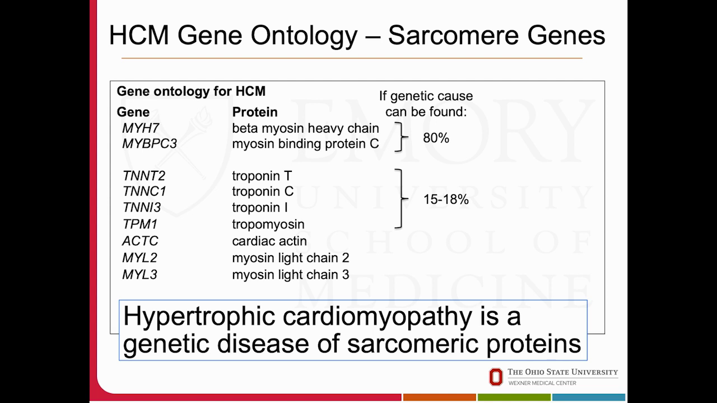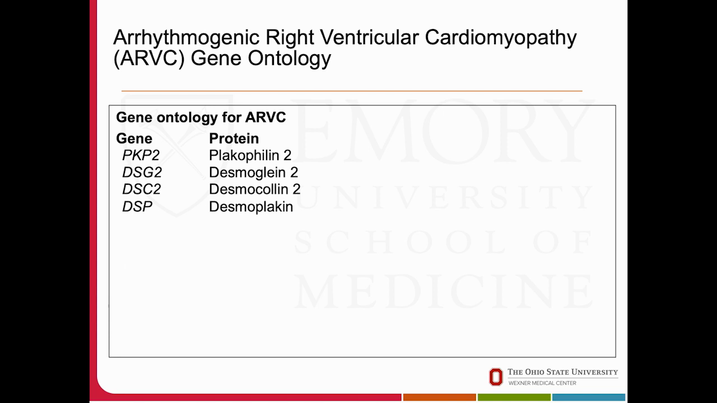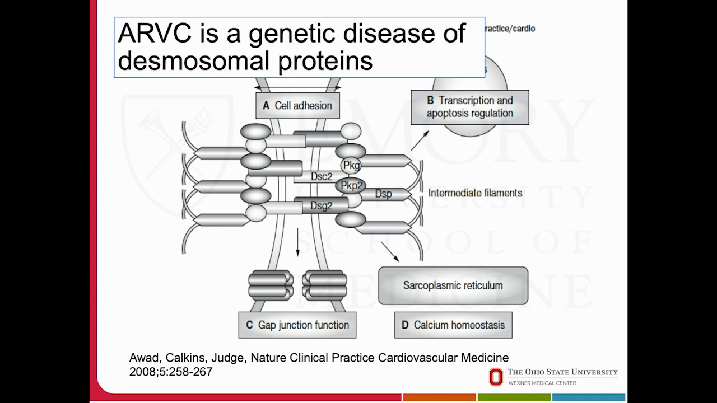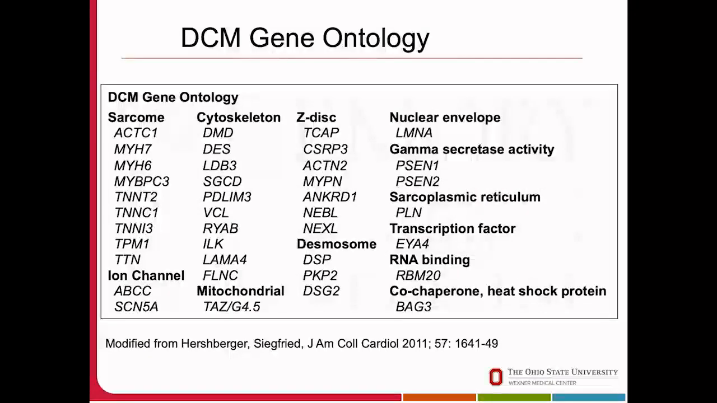But hypertrophic cardiomyopathy, pretty straightforward. Pretty straightforward. ARVC, these are proteins of the desmosome. Of course, the desmosome, a fascinating structure. I won't discuss that today. It's a talk unto itself. And ARVC is considered a genetic disease of desmosomal proteins important for cell adhesion and transcription and calcium homeostasis and gap junction function. In contrast, this is dilated cardiomyopathy gene ontology.